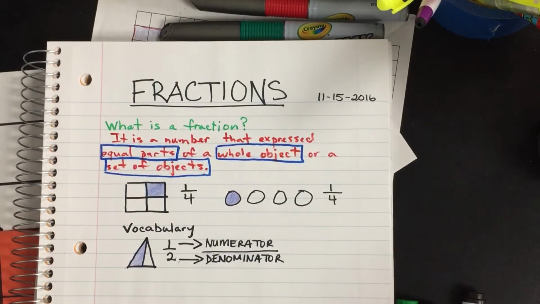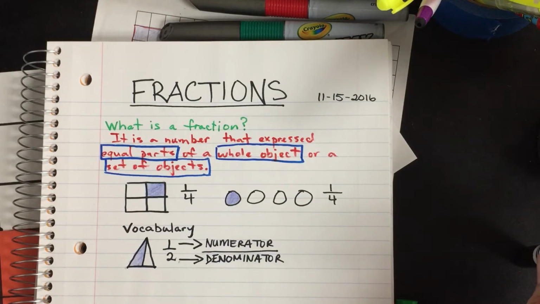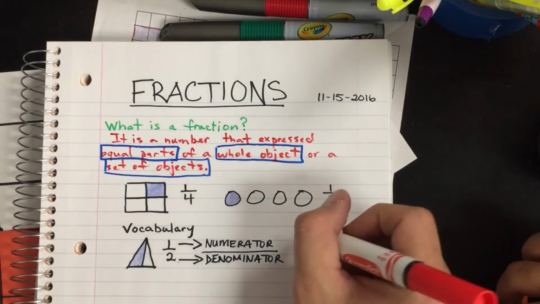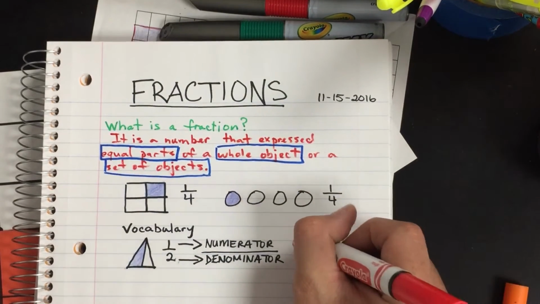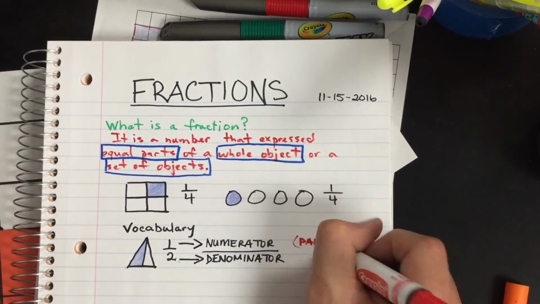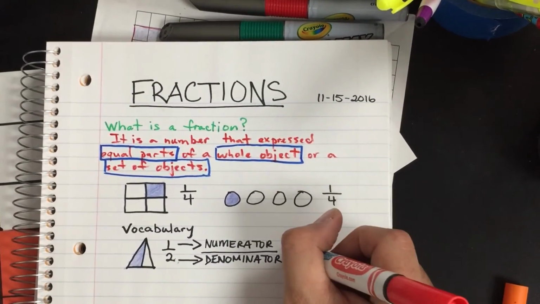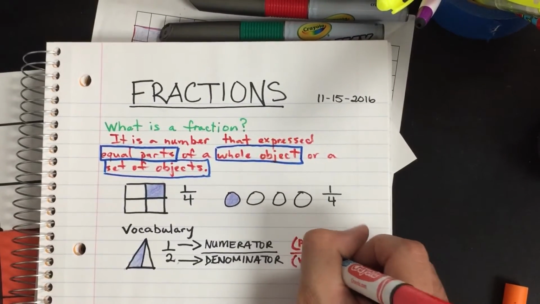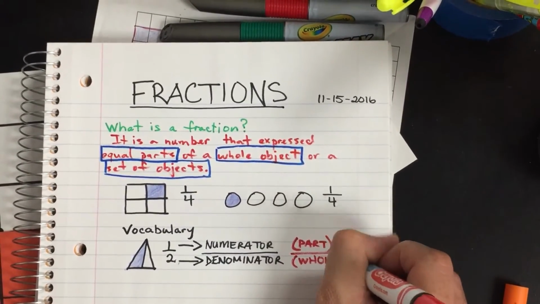And this is the important part that a lot of you guys get confused. When you look at fractions, sometimes you don't understand what the numerator means, what the denominator means. And this is what it means. The numerator is just the part of the fraction. The denominator is the whole. And what does that mean?